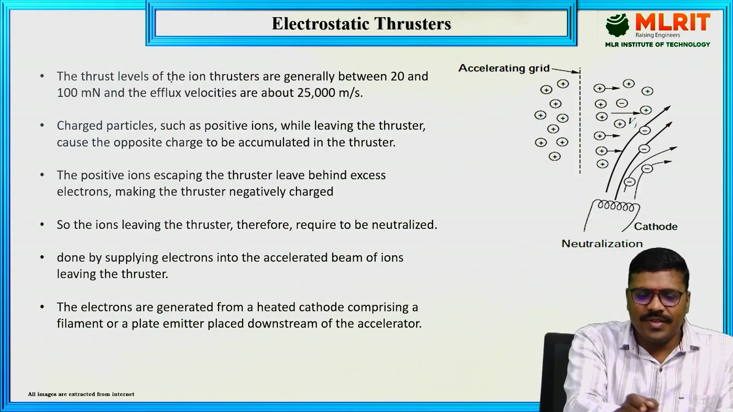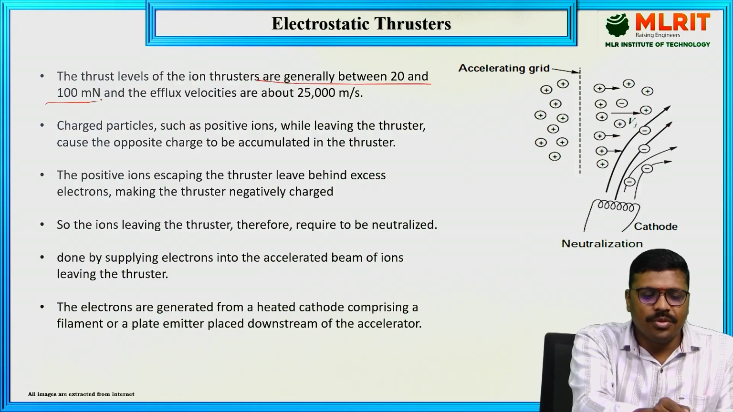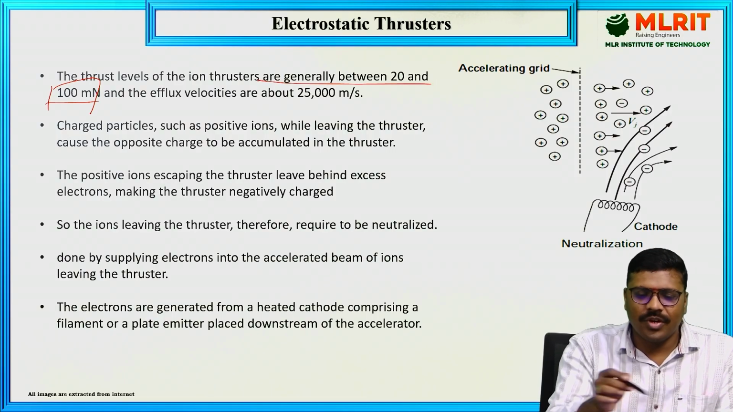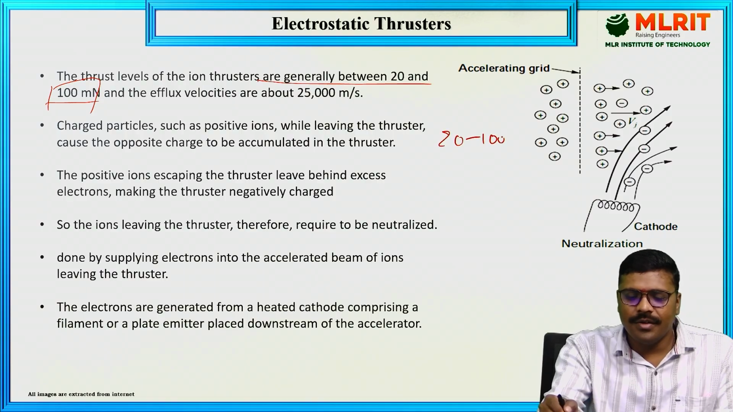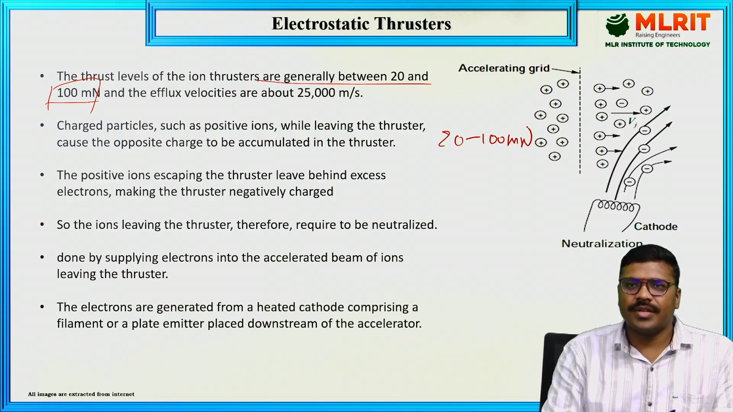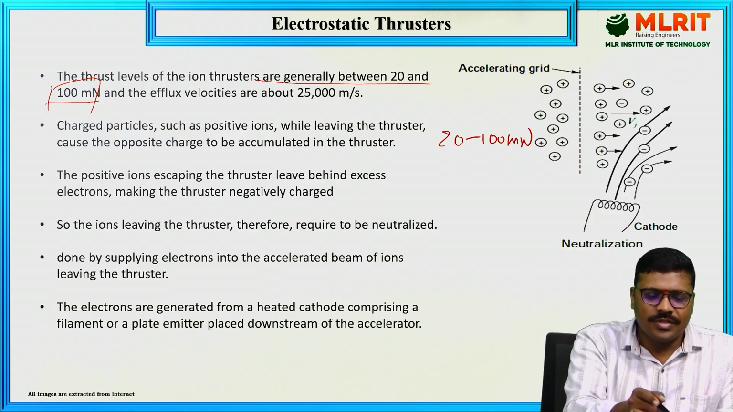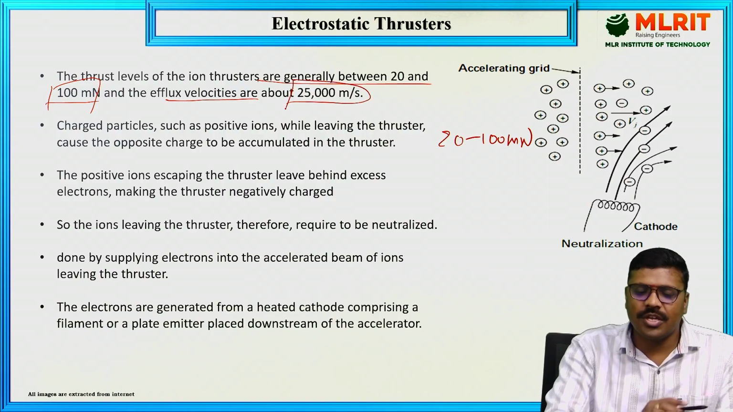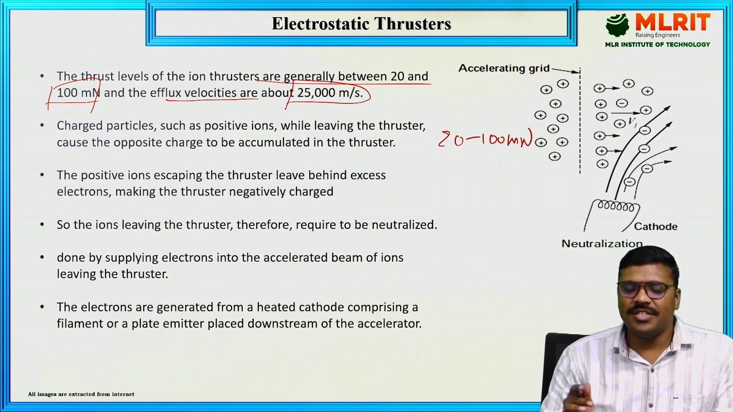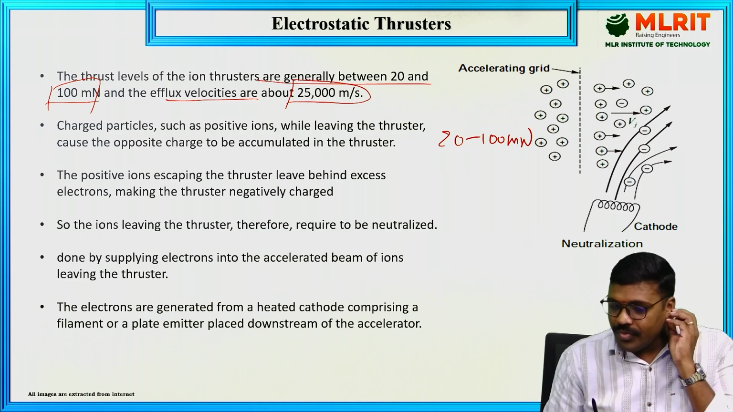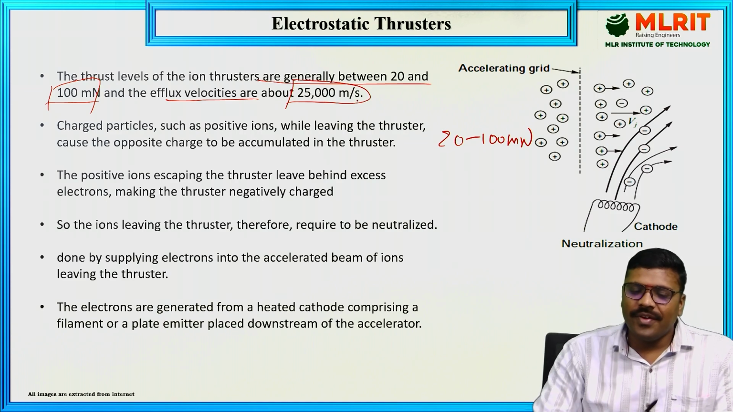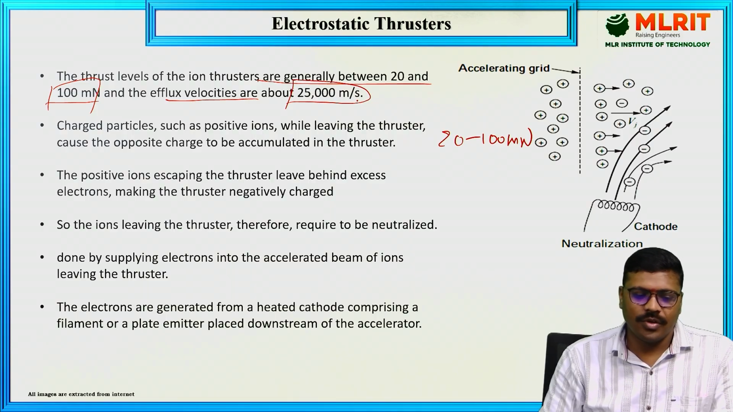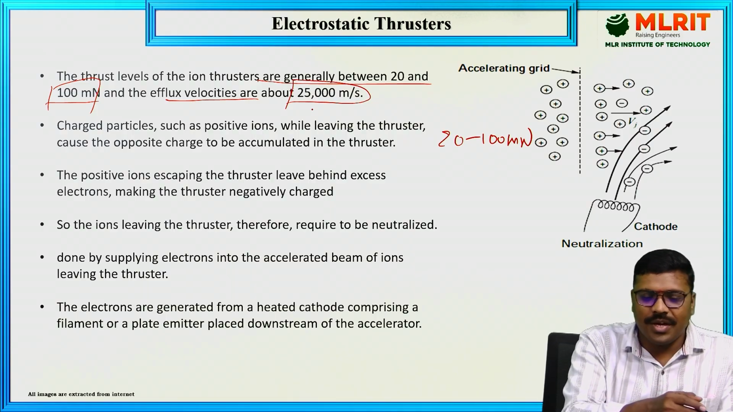The thrust levels of these ion thrusters are generally between 20 to 100 millinewton, not newtons, it is 20 to 100 millinewton. The thrust is very small. The efflux velocity Vj attained by the ions is about 25,000 meters per second. That is very high when compared to other propulsion systems.